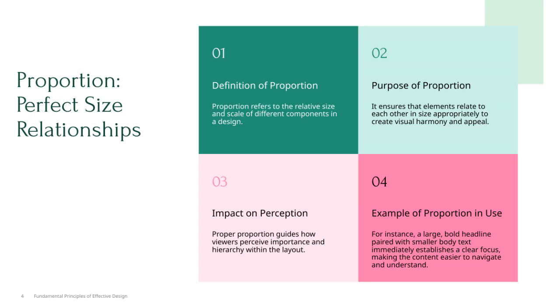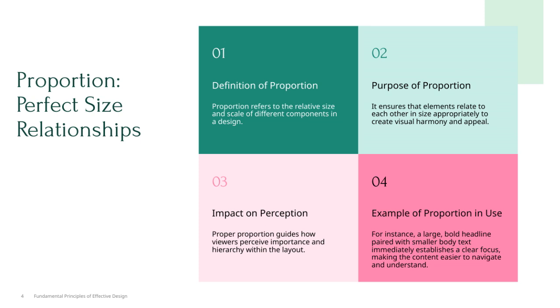Proportion is all about the relative size and scale of the different parts within a design. It's what helps us understand how each element relates to the others in terms of size. The main goal of using proportion is to create visual harmony, so everything feels balanced and appealing to the eye. When proportion is done well, it naturally guides the viewer's attention and helps establish a clear hierarchy.